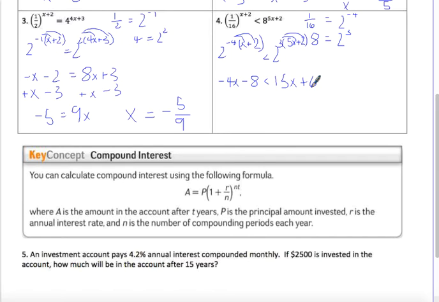And subtract 15x. Add 8. We get negative 19x is less than 14. And we divide both sides by negative 19. And we get x is greater than 14 over 19. Because remember, we divided both sides by a negative, so we had to reverse the inequality.